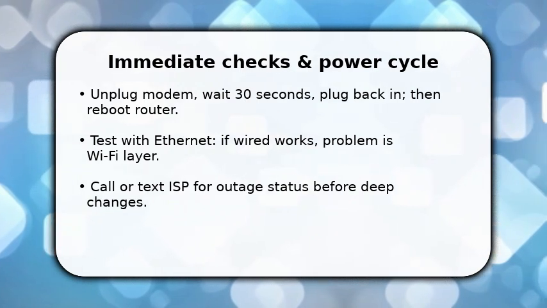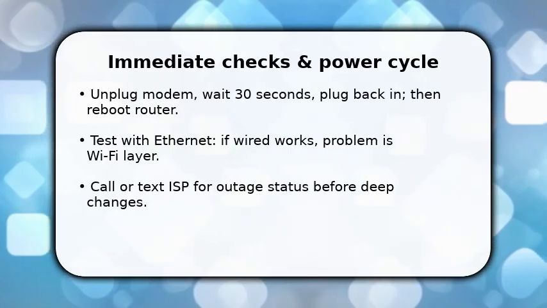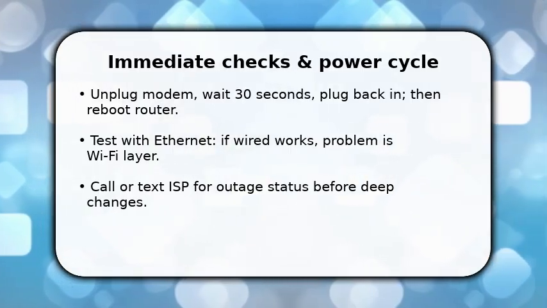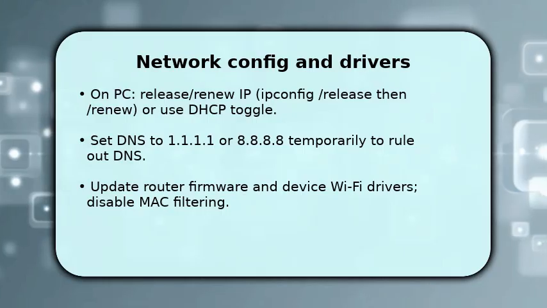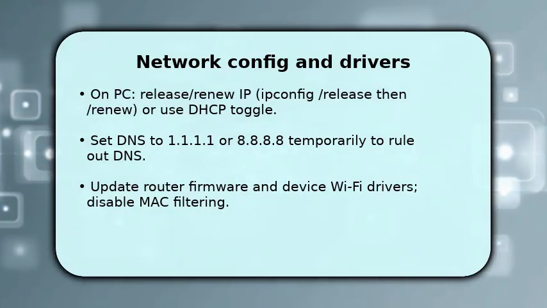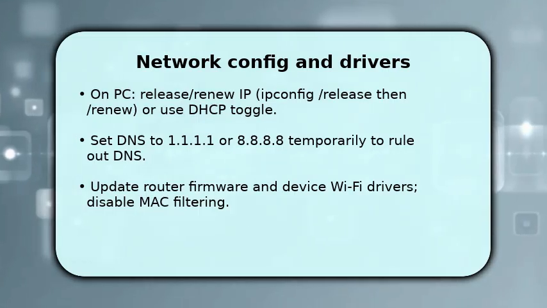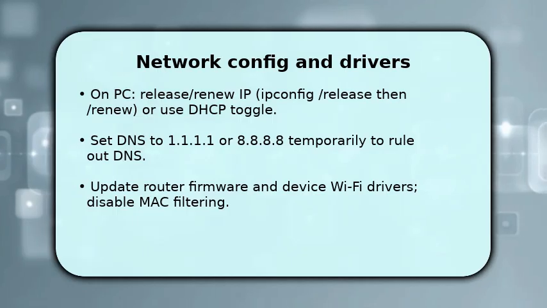Now you dive into configuration. On your computer, release and renew the IP so you get a fresh lease from DHCP, and check whether a static IP is blocking internet access. Next, change DNS to a public resolver like 1.1.1.1 or 8.8.8.8 to see if domain resolution was the blocker.